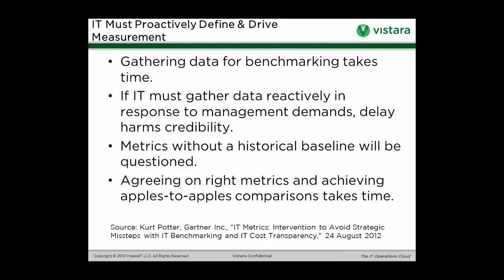The next thing to be aware of is that it's critically important for the IT organization to get ahead of metrics and measurement, and to proactively define what it thinks matters in terms of metrics, and then articulate that to the rest of the organization. Kurt Potter analyzed what happened in IT organizations when they proactively defined and provided metrics of performance to the rest of the organization versus what happened when the rest of the organization came to IT and demanded metrics.